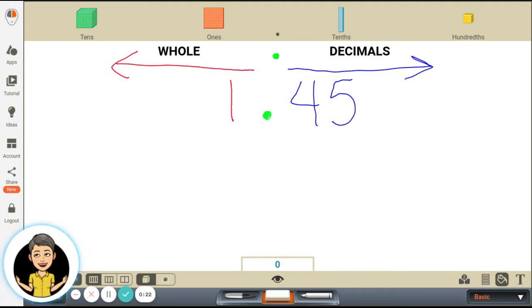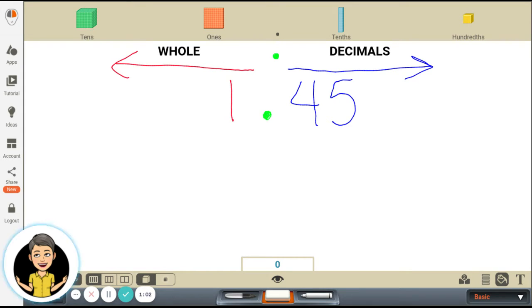The first thing we're going to review is that whenever we see the decimal point, we know that all the digits located to the left side of the decimal point are considered whole numbers. And all the numbers on the right side of the decimal point are considered decimals or fractions. They're actually fractions of a whole after the decimal point.